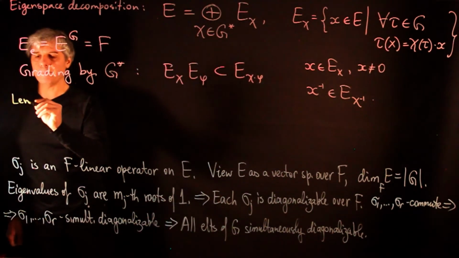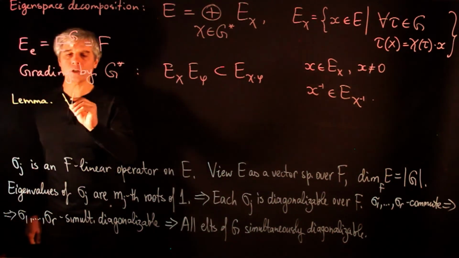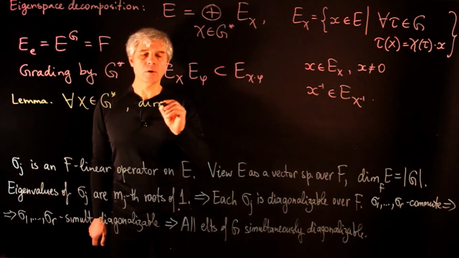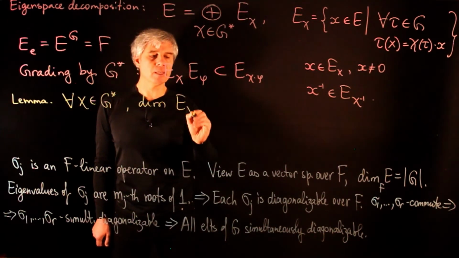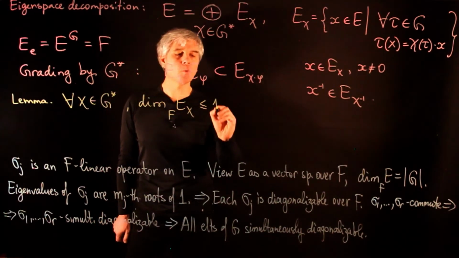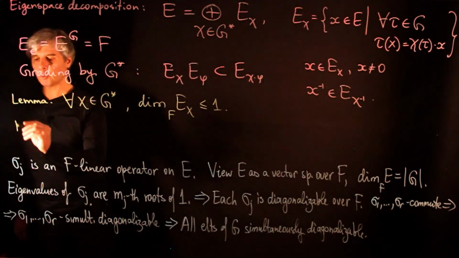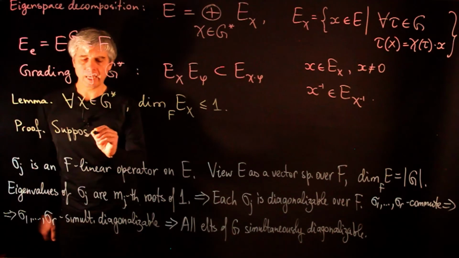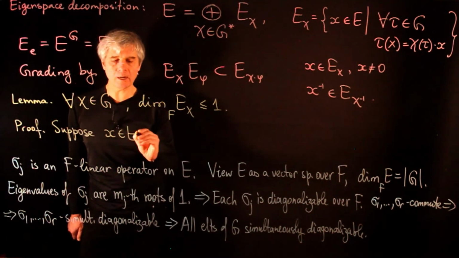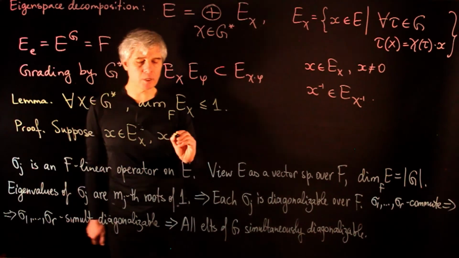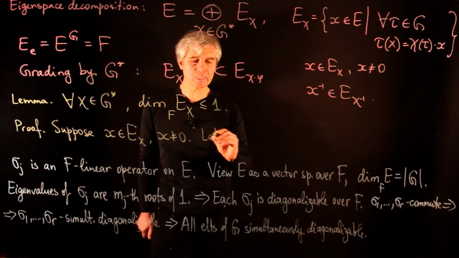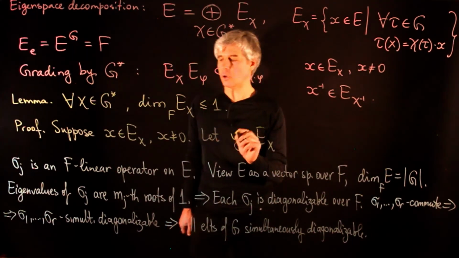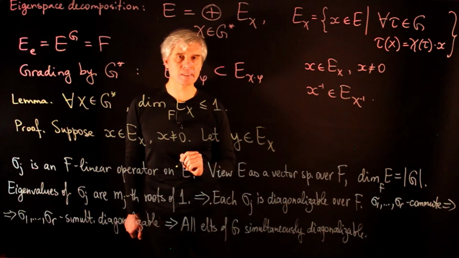Next, we state the following lemma, that for each chi in the dual group, the dimension of the component E chi as a vector space over F is less than or equal to 1. Let's give a proof of this lemma. So suppose x belongs to this component E chi, and x is not equal to 0. And let us consider another element, y, in this component E chi. We need to show that y is a scalar multiple of x.